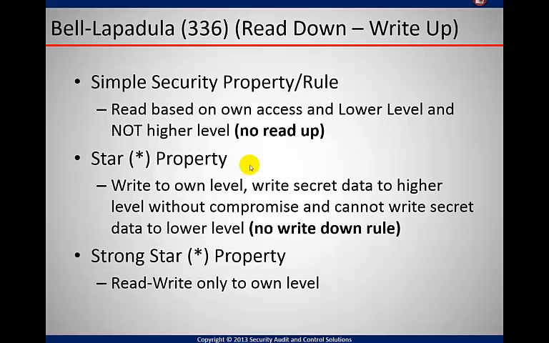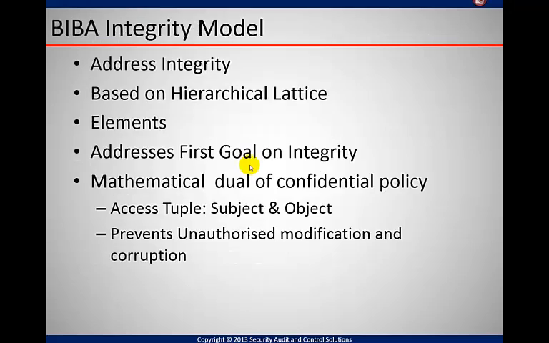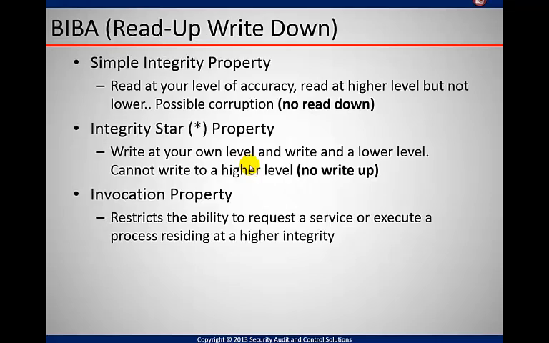Now, Biba is the first integrity model which addresses our integrity. It's also based on a hierarchical lattice. It has elements. It addresses the first goal of integrity. It's the mathematical dual of confidentiality, which means access tuples. We've got subjects and objects, and it prevents unauthorized modifications and corruption. Now, if we look at the star property here, the simple integrity property means that we can read at our level of accuracy, read at a higher level but not lower. Possible corruption, no read down.